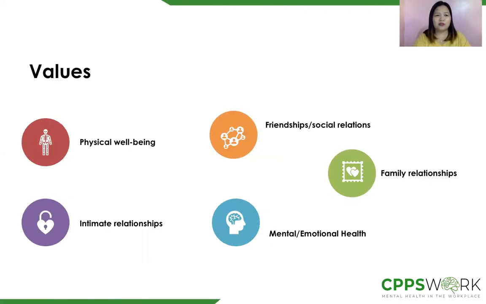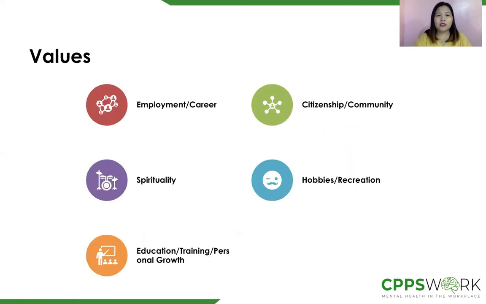Here are examples of values. Physical well-being. How do you want to look at yourself? Intimate relationships. How do you want to spend time together? Friendships. How do you want to improve your relationship? Family relationships. What is important to you about having a good family? Mental or emotional health. Why is this important for you? Next is employment. What kind of work is valuable to you? Spirituality. What kind of relationship do you want with God or nature or mankind? Education. What would you like to know more about? Citizenship. What kind of community would you like to belong to? And hobbies. What relaxes you?